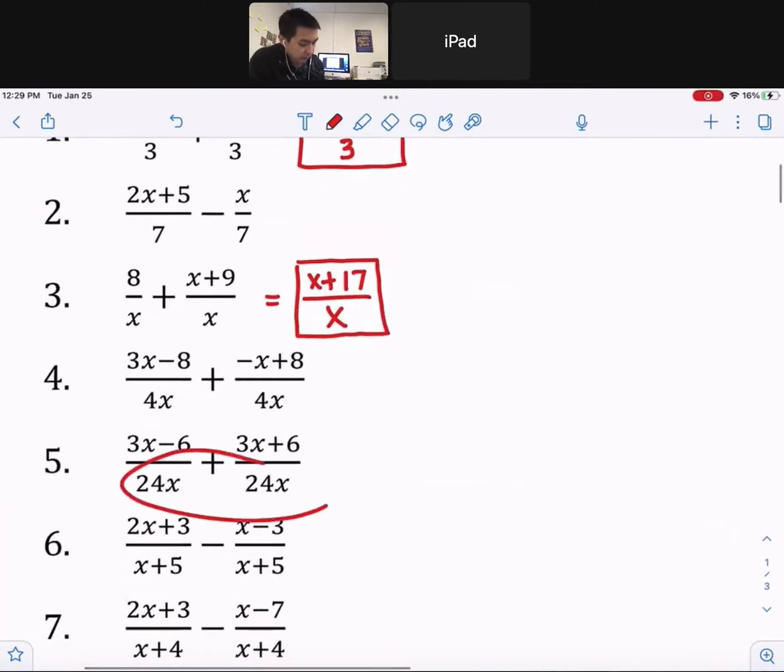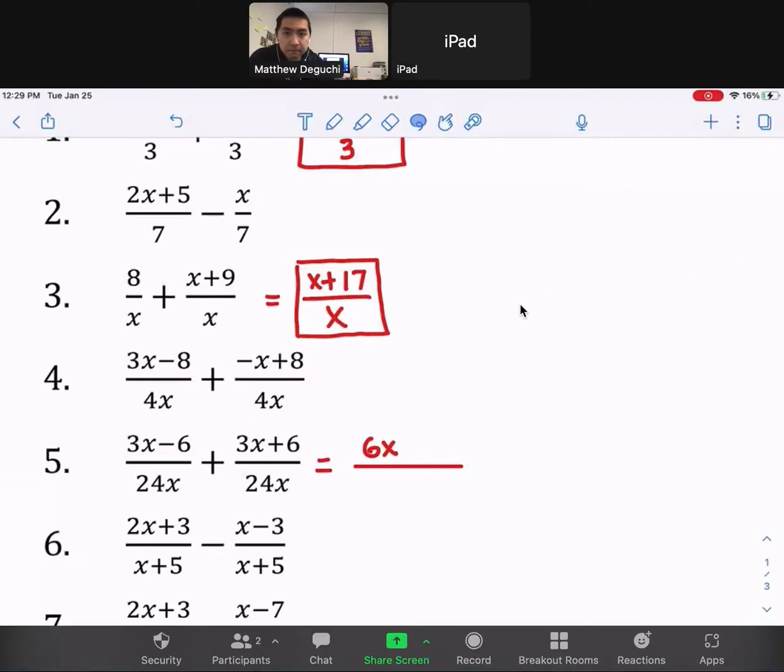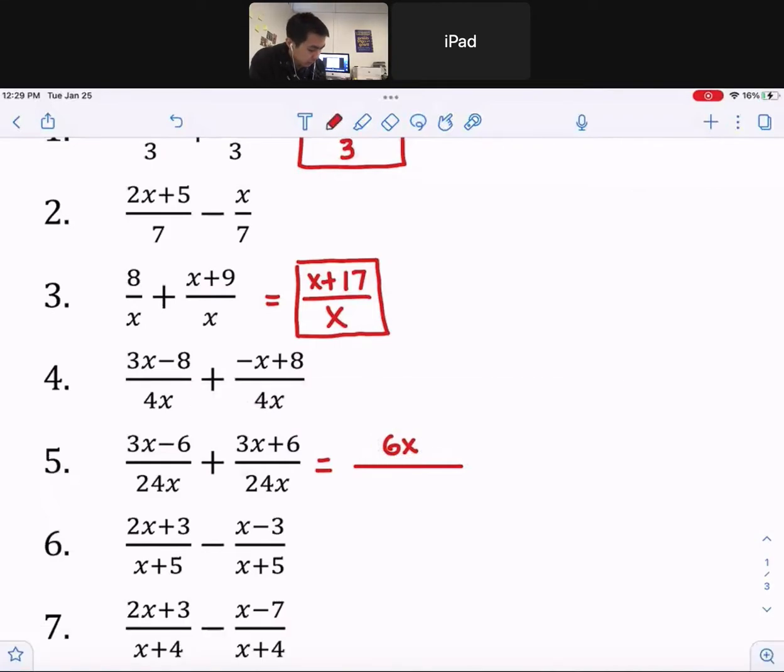Number 5, same denominator, so we can just add the two numerators together. So 3x plus 3x is 6x, and then negative 6 plus 6 is 0. So we just have that. So we got 6x all over 24x. Now here is where you can simplify. The x's cancel, and we can divide top and bottom by 6 to get 1 over 4. 6 divided by 6 is 1, 24 divided by 6 is 4.